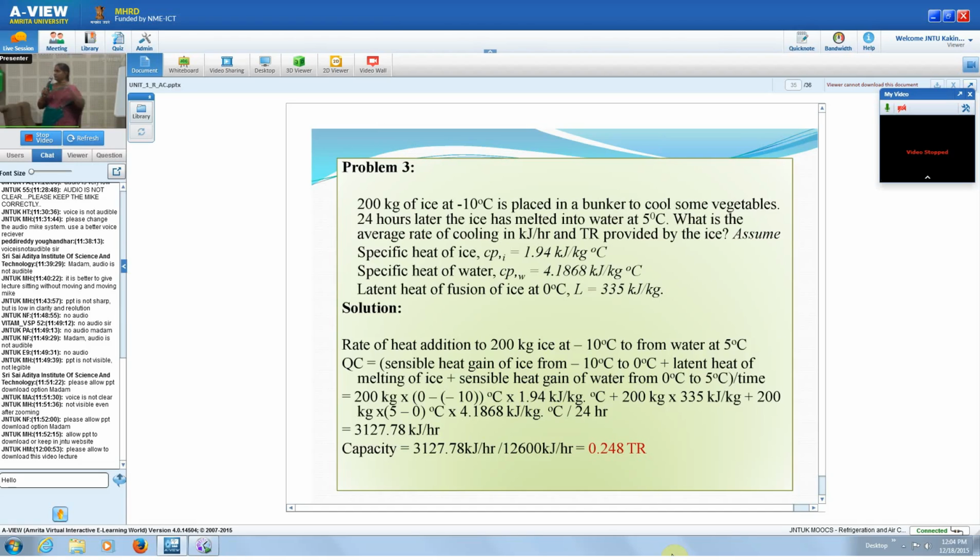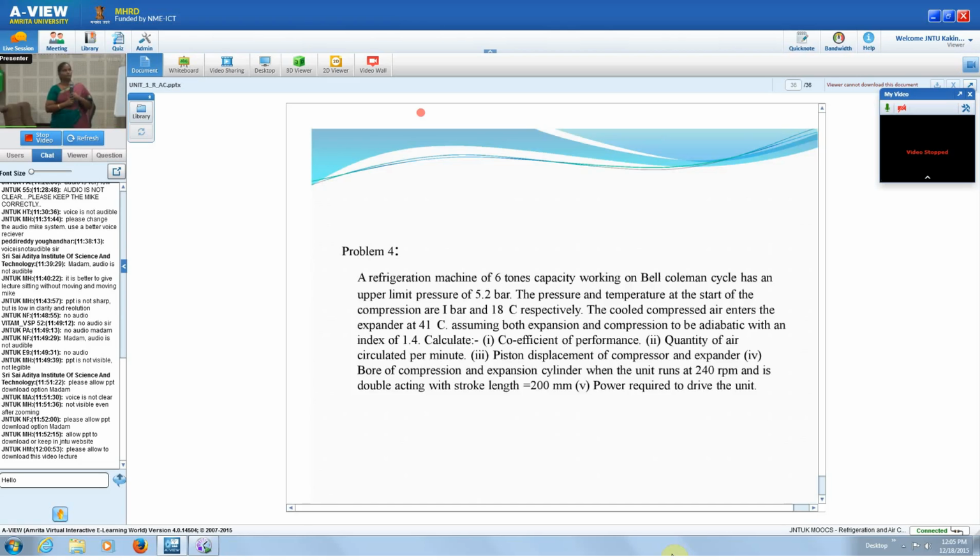So we find the difference between the previous problem and this problem. Only you have to see the temperature required. So the ice is to be required at minus 10 degrees centigrade, whereas in the previous problem the ice is to be formed at 0 degrees centigrade only. So you can take this problem as a homework. We will see this problem in the next class.